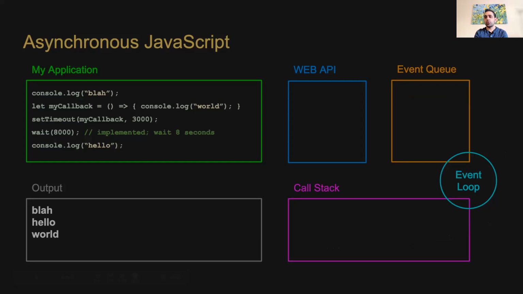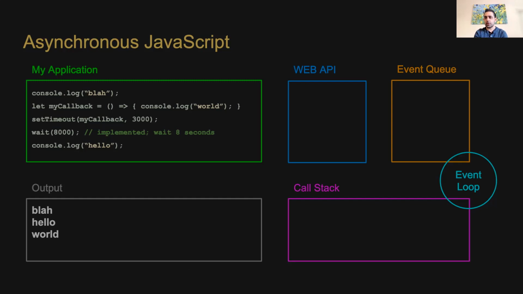All right, so the whole reason I wanted to add this wait in was to show that everything in your application completes before the event loop starts pulling things off the queue. Notice that our event queue, our web API, finished before our call stack finished. So we had our callback ready, even though our application was still waiting that 8 seconds, right? So we finish our application, and then the event loop starts pulling things off the queue. So that's why we get blah, hello, world, right?